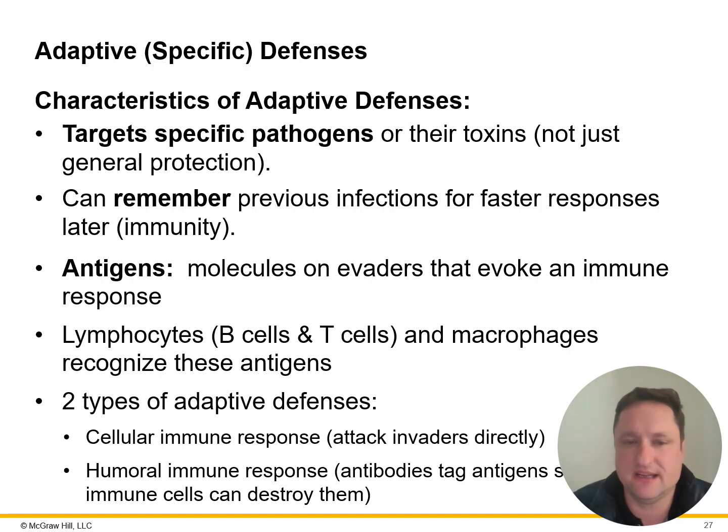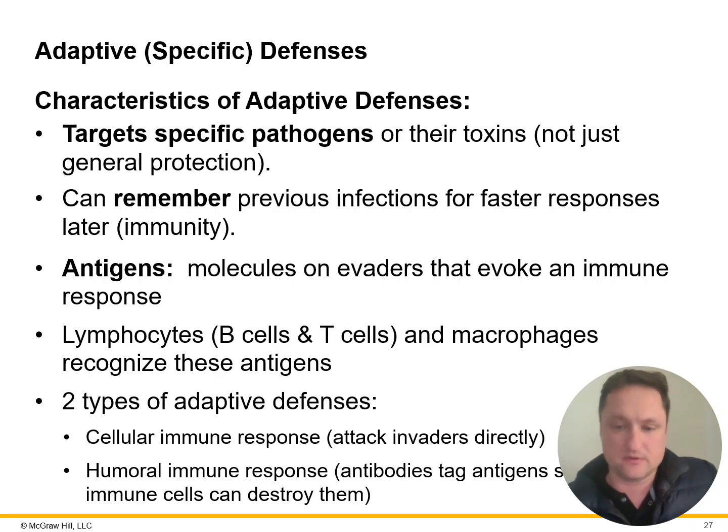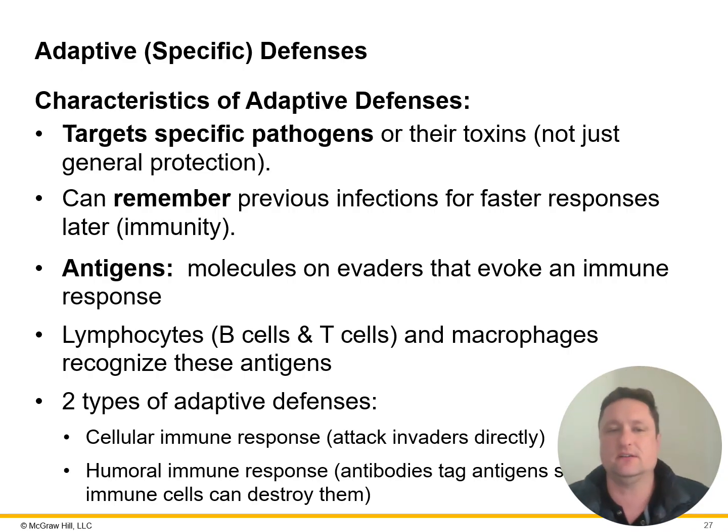The trigger is an antigen. An antigen is a molecule on the surface of an invader that the immune system recognizes as foreign. Lymphocytes, which are B and T cells, and macrophages work together to recognize antigens, activate, and coordinate the attack. There are two types of adaptive defenses. First is the cellular immune response. That is T cell driven.